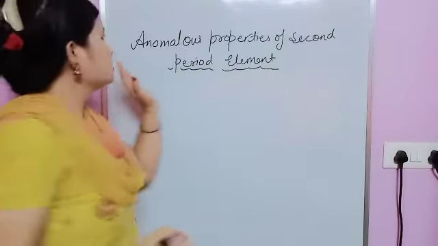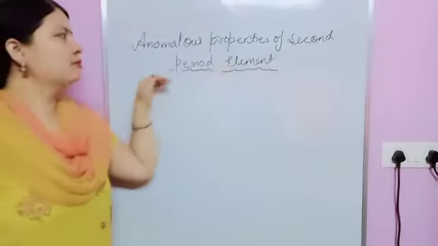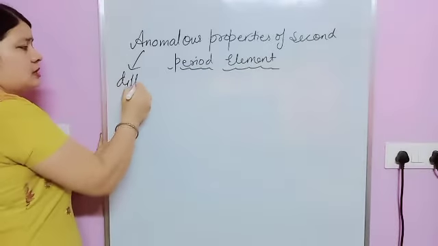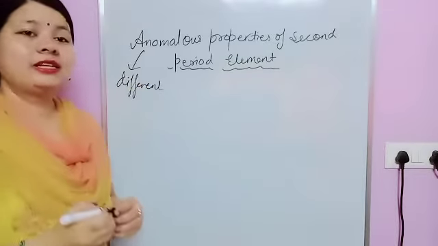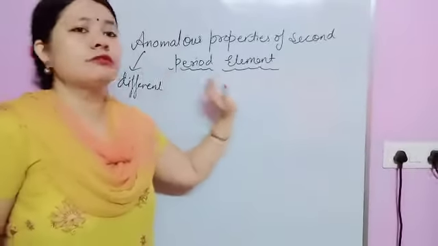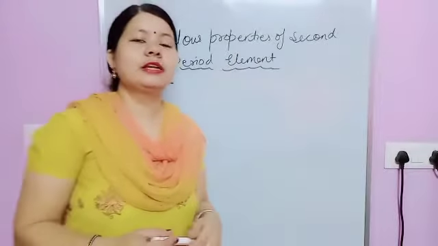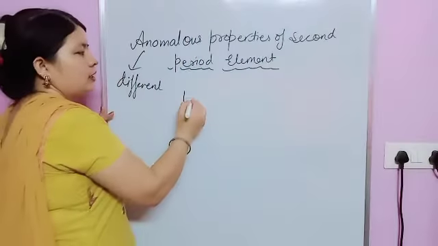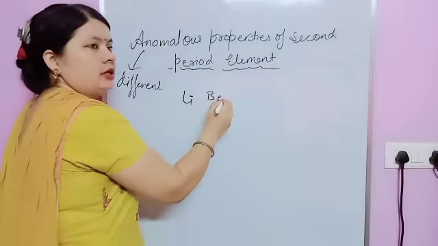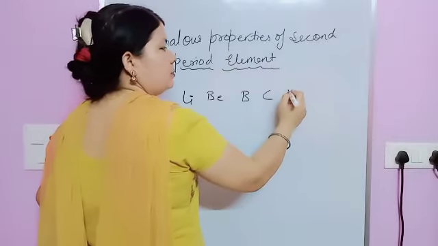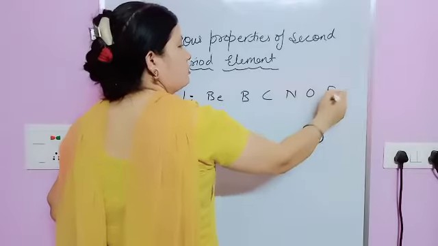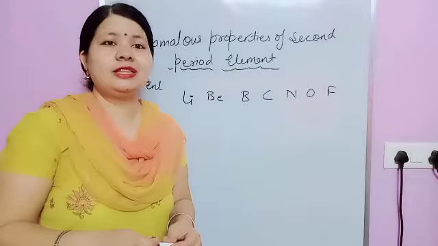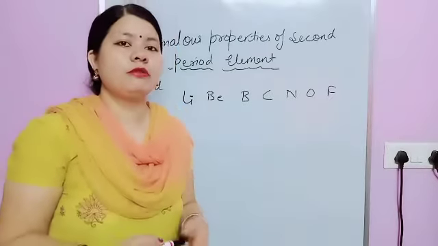Okay, 11th class. Next we have the anomalous properties of second period elements. Anomalous means different. So the second period elements show different properties from the others. The second period elements, or you can say the first member of each group. For example, in the first group the first member is lithium, then beryllium, boron, carbon, nitrogen, oxygen, fluorine. The first member of each group, or second period element, will show anomalous, different behavior from the others.